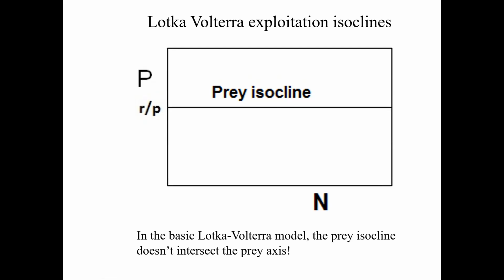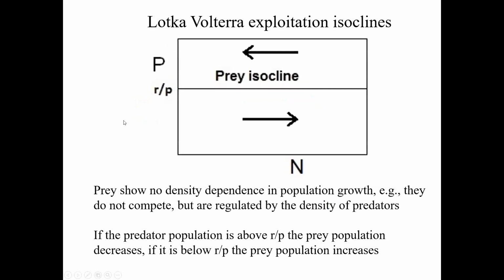So the end point of the prey isocline is always r divided by p, regardless of where it falls. Okay, and this is the dynamics of the prey. They increase when the number of predators is below that r divided by p number, and they decrease when it's greater. There are too many predators here eating the prey for the population to grow. Here, there are not enough predators to check the exponential growth of the prey.